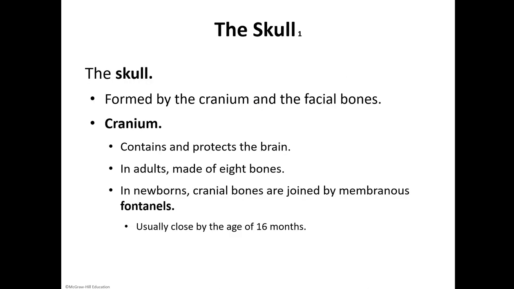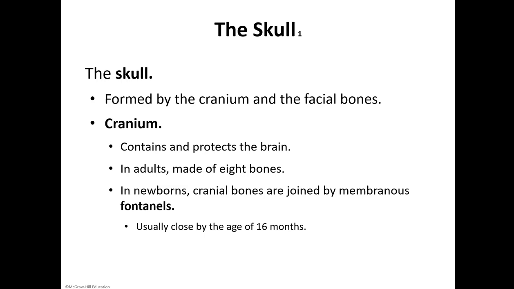The skull is formed by the cranium and the facial bones. The cranium protects the brain and is made out of 8 bones that are tightly fit together. The major bones of the cranium are the frontal, parietal, occipital, temporal, sphenoid, and ethmoid bone.